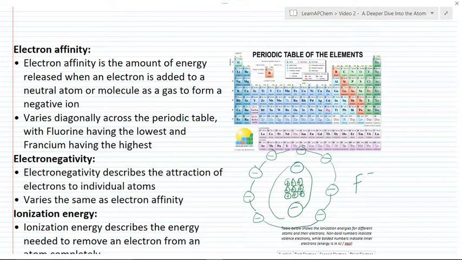its octet is full. So if you guys know anything about this, or you might have heard of it, it's called the Octet Rule, meaning that every element wants a full outer shell of electrons. So for fluorine, the easiest way for it to get a full outer shell is to simply add 1 electron and become F minus. Now again, this plays into the natural dynamics of fluorine. These electrons are repelling each other, and unless you have a positive element to attract to fluorine, it's not going to do this on its own.